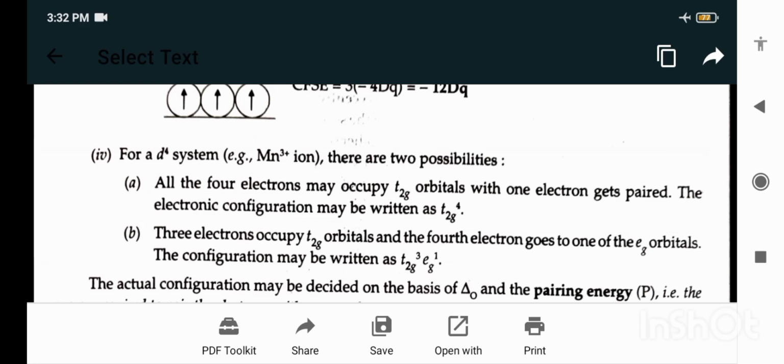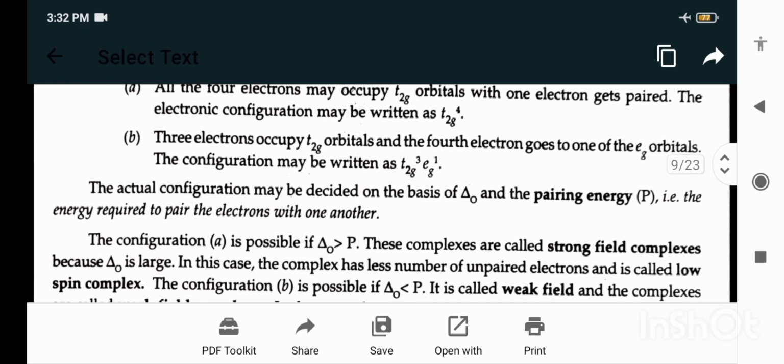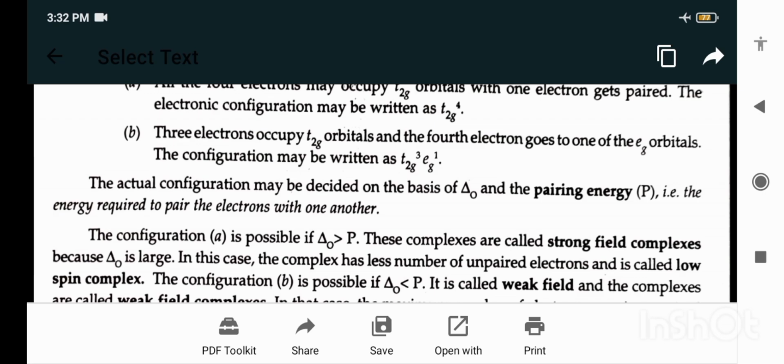For a d4 system, there are two possibilities. All four electrons may occupy the t2g orbitals with one electron getting paired. The electronic configuration may be written as t2g4. Or three electrons occupy the t2g orbitals and the fourth electron goes to one of the eg orbitals. The configuration may be written as t2g3 eg1. The actual configuration may be decided on the basis of delta o and the pairing energy, that is, the energy required to pair the electrons with one another.